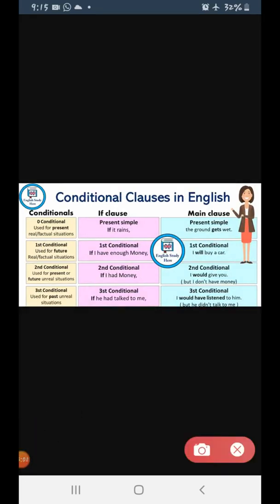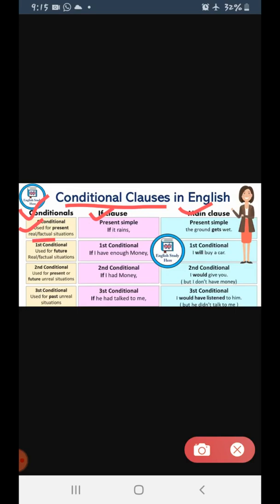Okay, now see conditional clauses. So first is conditional, the next is if clause, and the last is main clause. So what is the conditional we are using? Zero conditional. That means used for present time, which shows real or factual situations.